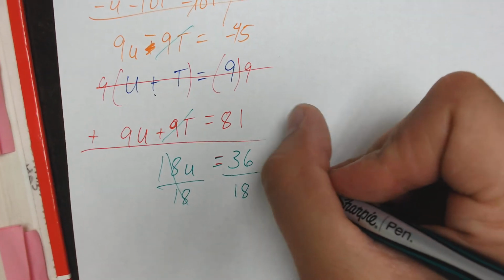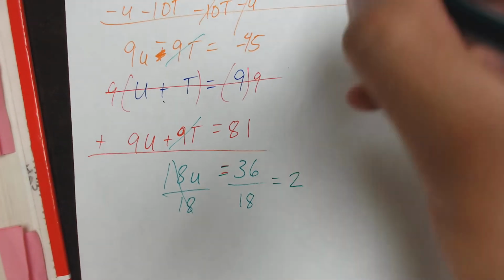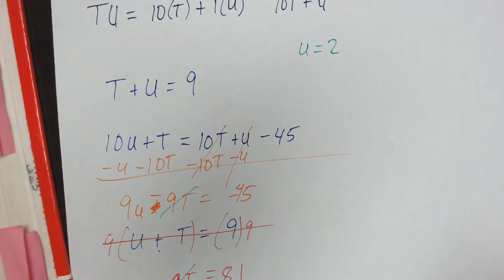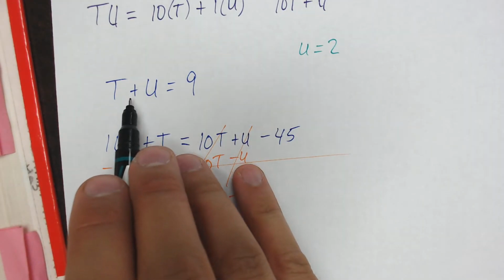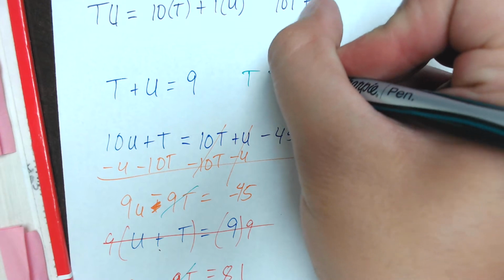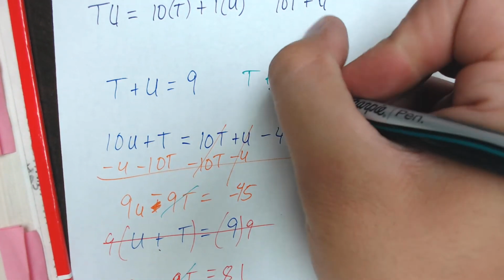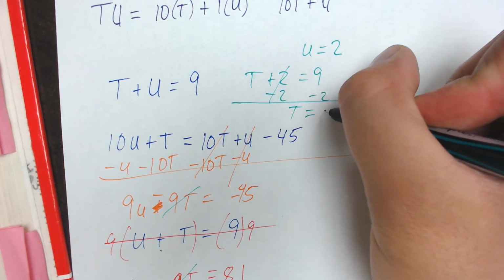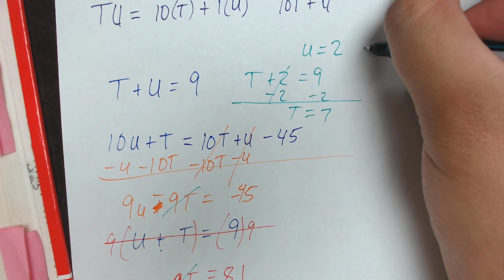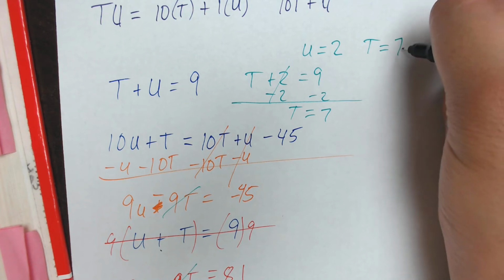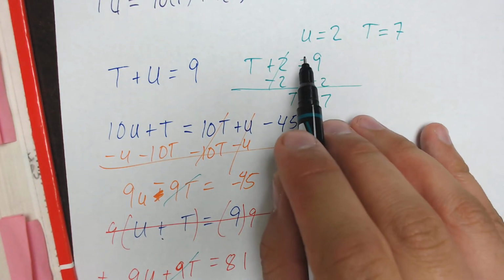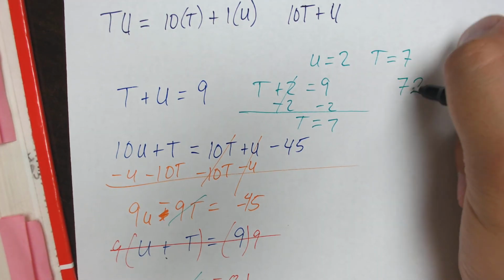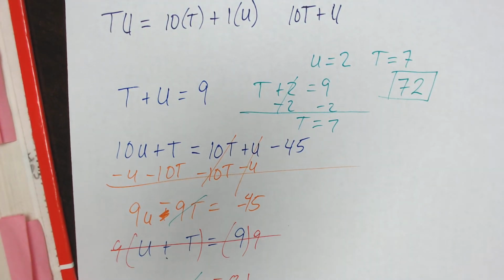18 goes into 36 exactly 2 times, so I know that the units number is equal to 2. Now if I take that and I plug it back into this, then I have t plus 2 equals 9. So then I subtract 2 from each side, and then t equals 7. So u is equal to 2, t is equal to 7. Now if I take the tens unit and the ones unit and I put them together, the original number is 72. And that is our final answer.